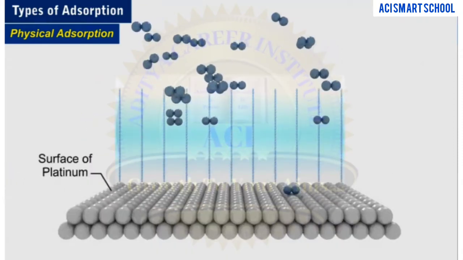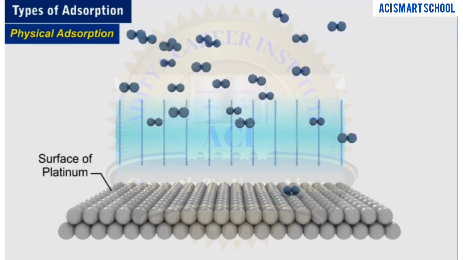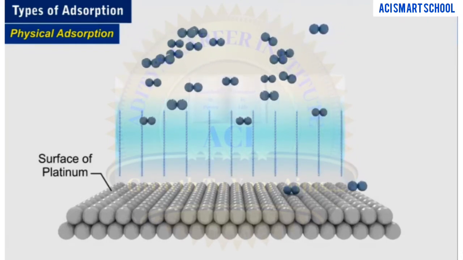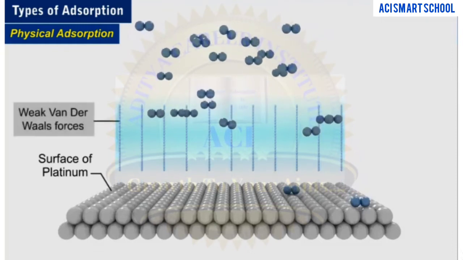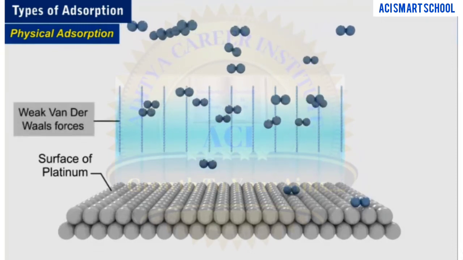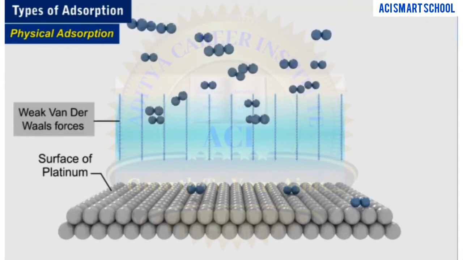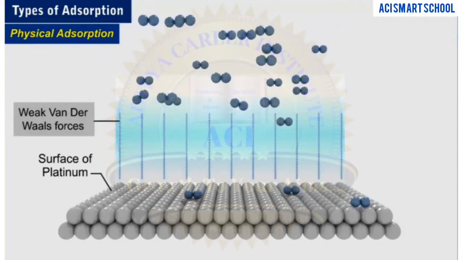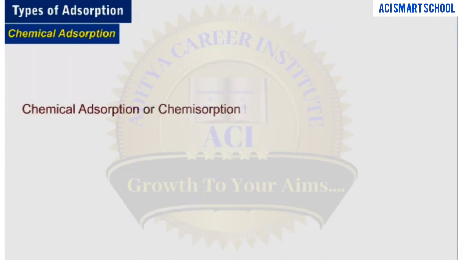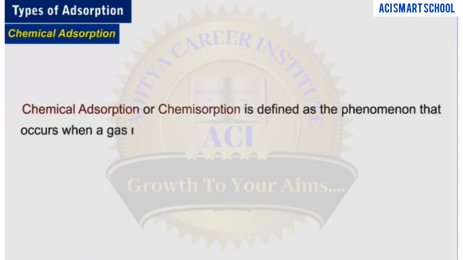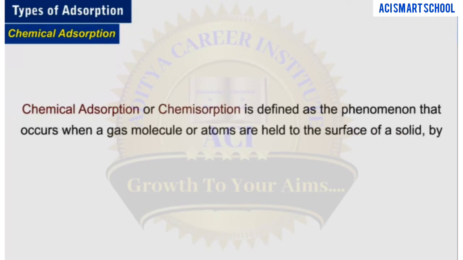Thus, we can also say that physical adsorption occurs when a gas accumulates on the surface of a solid by van der Waals forces without the formation of a chemical bond between the adsorbate and the adsorbent. Now, let us discuss chemical adsorption. Chemical adsorption or chemisorption is defined as the phenomenon that occurs when a gas molecule or atoms are held to the surface of a solid by chemical bonds.